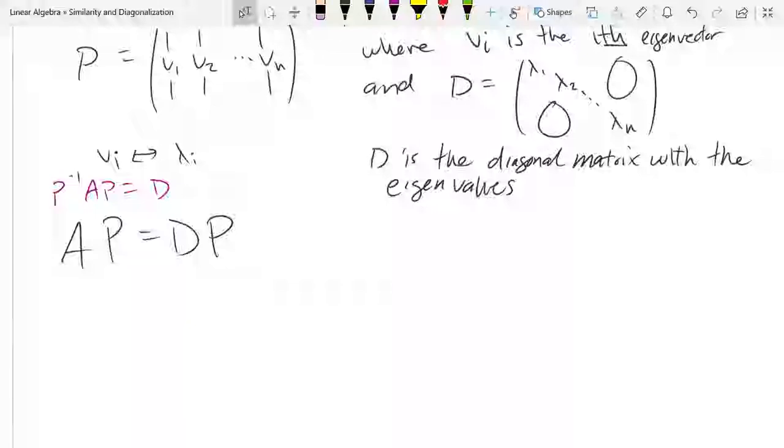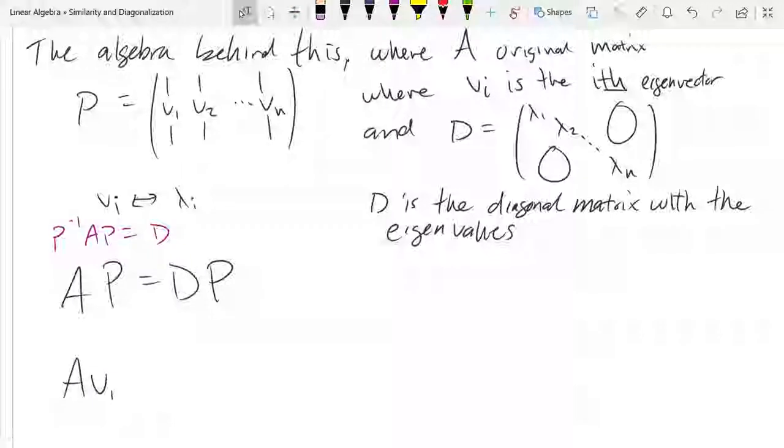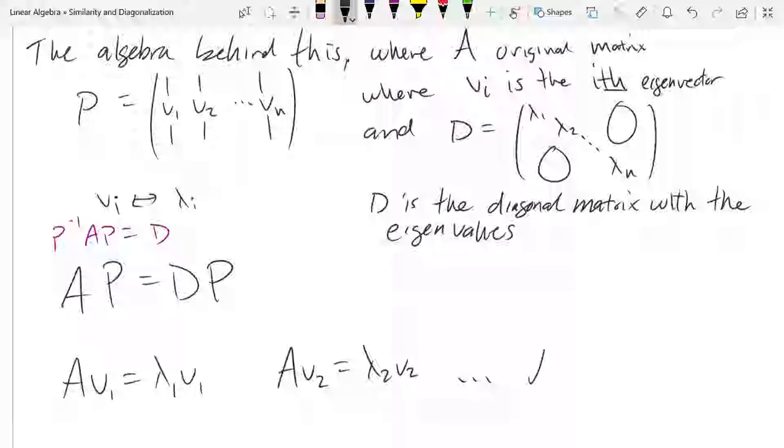So let's look at A times V1. With all these assumptions we made here, V1 is an eigenvector of A. So what will this equal with what's already on the board right now? This would be lambda 1 V1. So it's an eigenvector, so if we multiply by A, that's the same as multiplying by lambda. And then of course AV2 is lambda 2 V2, and etc. So AVi is lambda i Vi.